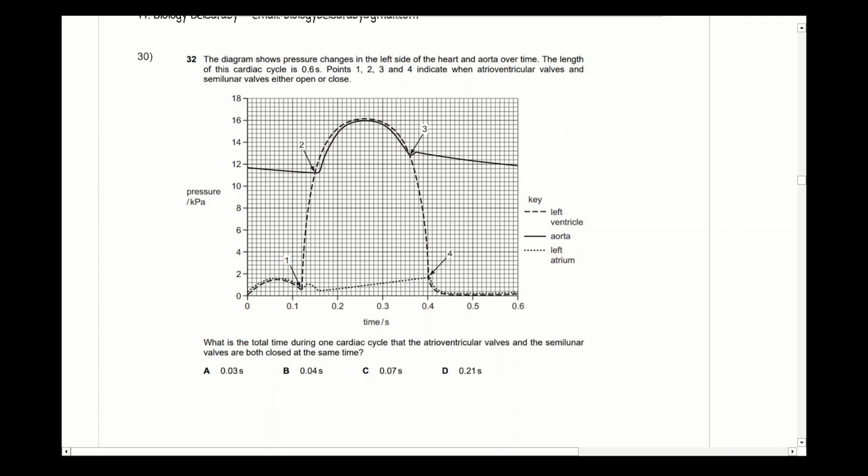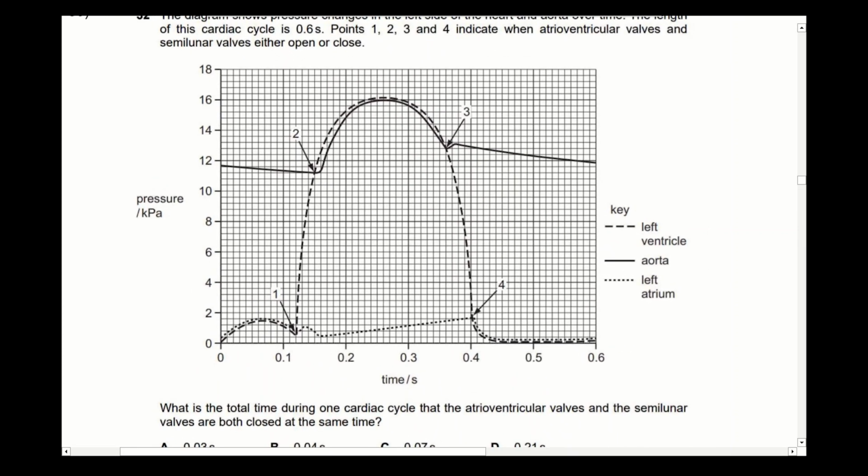Question number 30. The diagram shows pressure changes in the left side of the heart and the aorta over time. The length of this cardiac cycle is 0.6 seconds. Points 1, 2, 3, and 4 indicate when atrioventricular valves and semilunar valves either open or close. What is the total time during one cardiac cycle that the atrioventricular valves and the semilunar valves are both closed at the same time? So, I'm going to show you a way to interpret this graph very easily. It's CO.